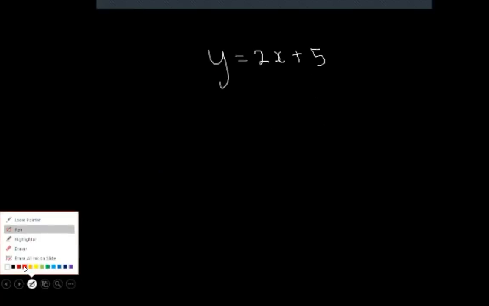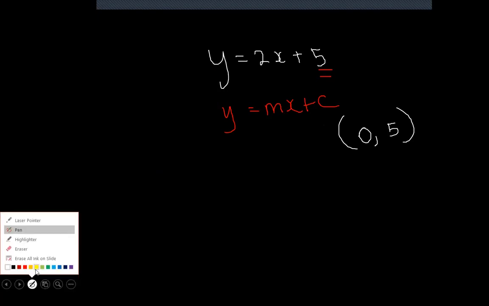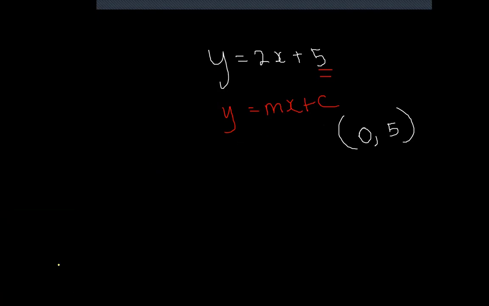What if the gradient was 2? Very good question. If I had y equals 2x plus 5, then c, whatever c is, in y equals mx plus c, c is still my intercept. So it still would have been 0, 5. Let me explain why. We did this already, but let me explain.